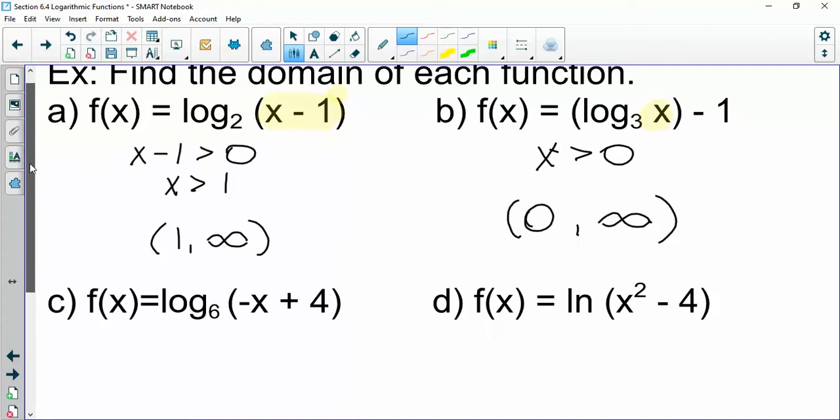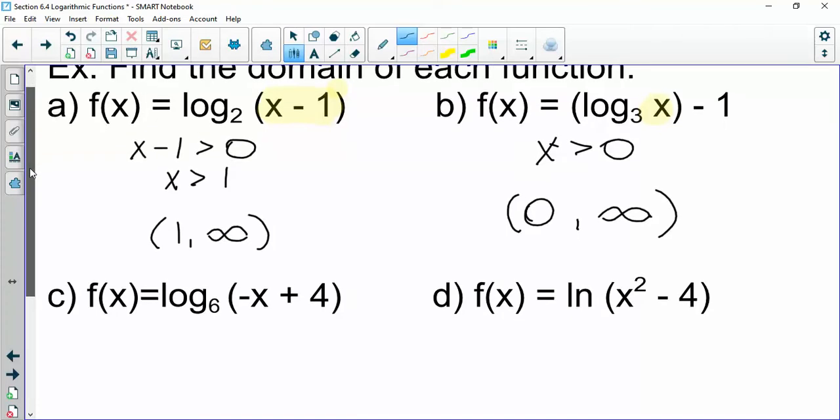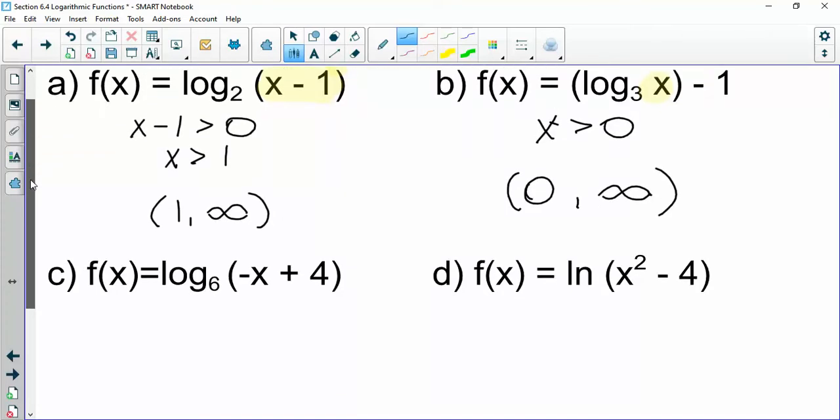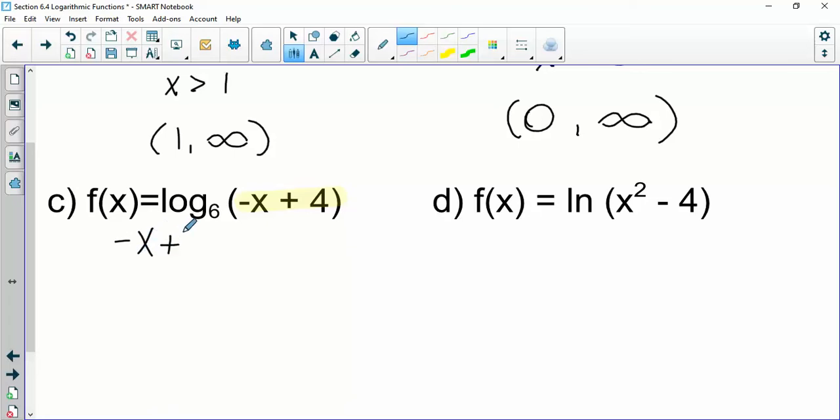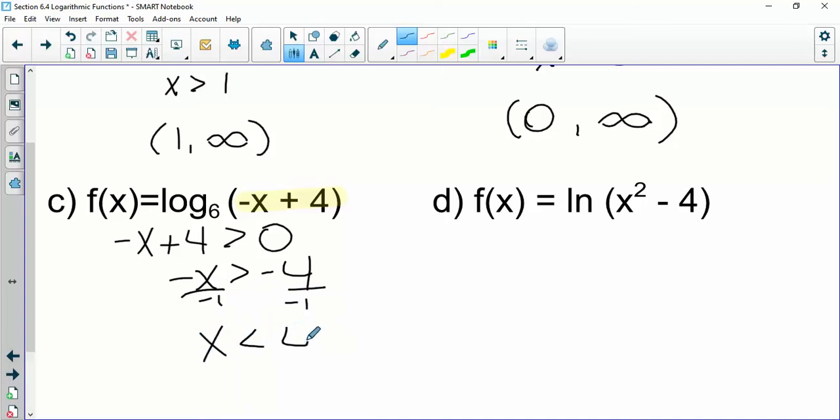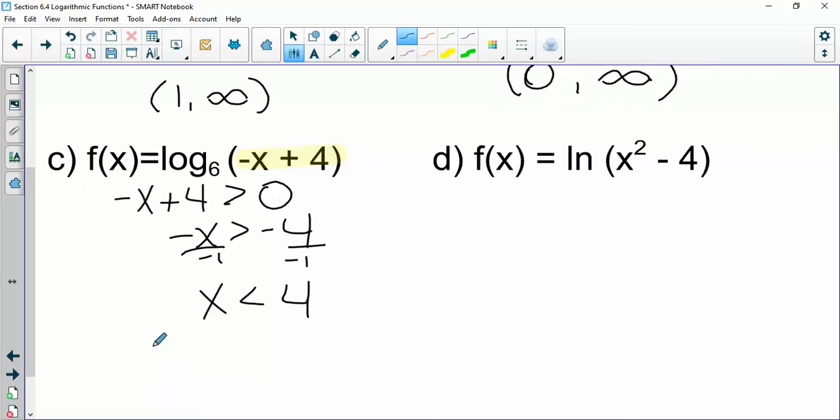Negative infinity to -4. Right? No, you're just trying to look at it. So this one, the argument, -x plus 4, greater than 0. You subtract your 4 over, so -x is greater than -4. Divide by -1, so that flips, so you get x is less than 4. So my interval notation would be negative infinity to positive 4.